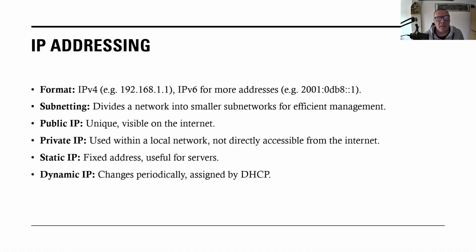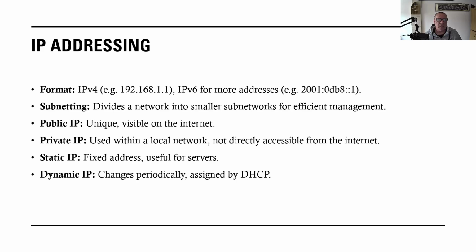IP addressing is how we identify devices on a network. There's IPv4 and IPv6. IPv4 is older and stores addresses as a group of 4 numbers. Each number is 8 bits. So for example, 192.168.1.1, that's 4 8-bit numbers. The maximum number you could have there obviously is 255. So you've got 0 to 255 in each one of those 4.